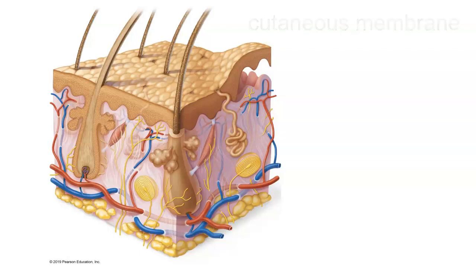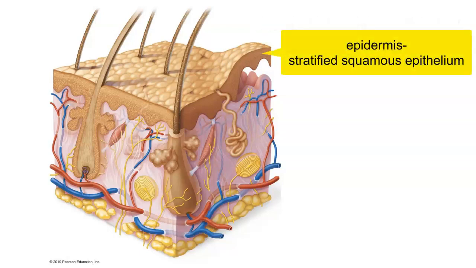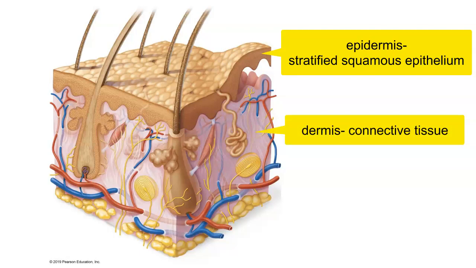The epithelial tissue is the epidermis. This is stratified squamous epithelial tissue. It has secretions like sweat and oil, and that epithelial tissue is lying on a bed of connective tissue known as the dermis. And so the cutaneous membrane is one example of an epithelial membrane.